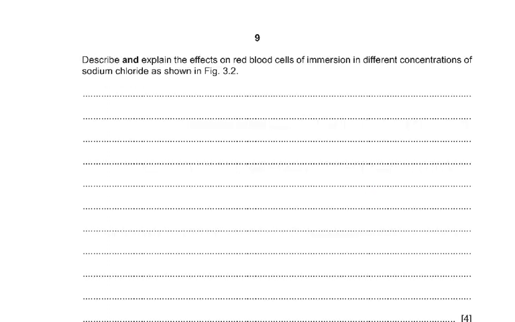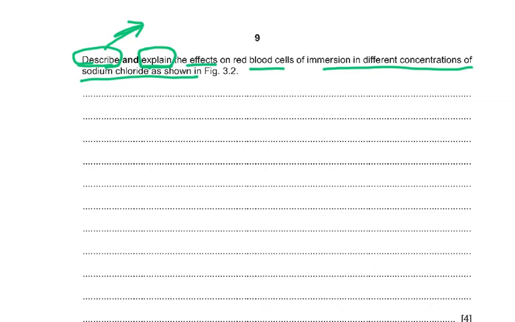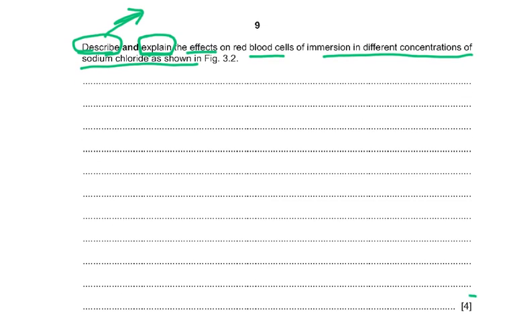The question is: describe and explain. When it says describe and explain, description is something else. It's no biology. Describe means no biology. Explain means you have to give me some sort of biological explanation. So: describe and explain the effects on red blood cells of immersion in different concentrations of sodium chloride. There are 4 marks for this, and if you give me say 6 explanations and they're all correct, I can only give you 3 marks, because there's 1 mark for the describe and 3 marks for the explain. So even if you give me all the explanation points, I will only give you 3 out of 4.